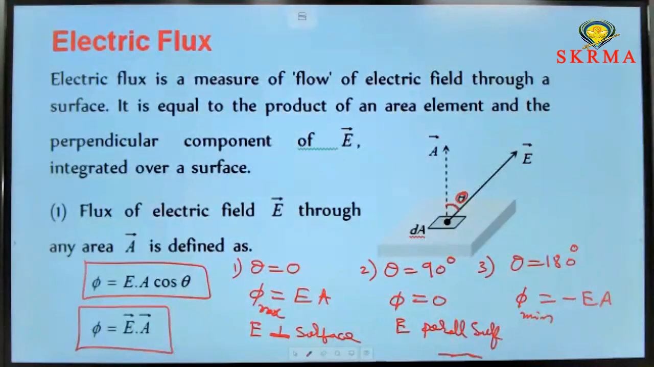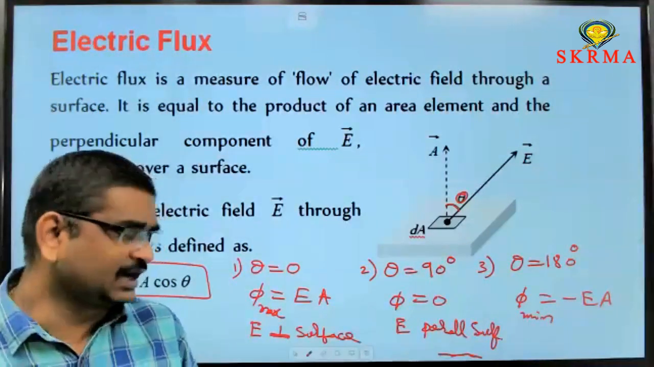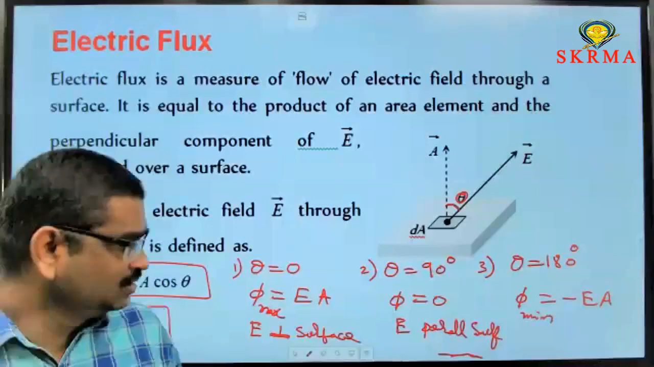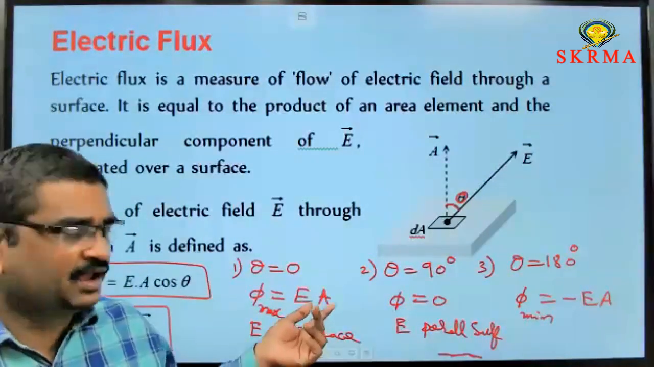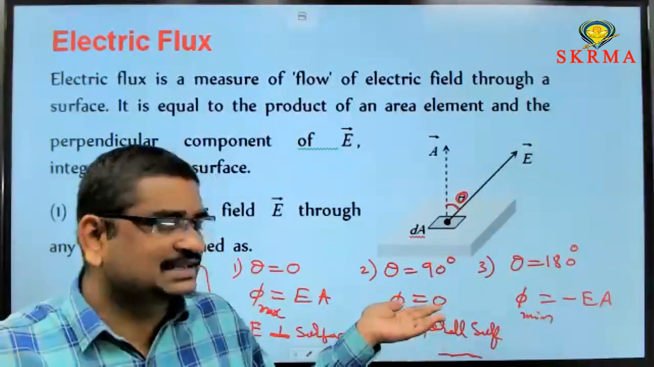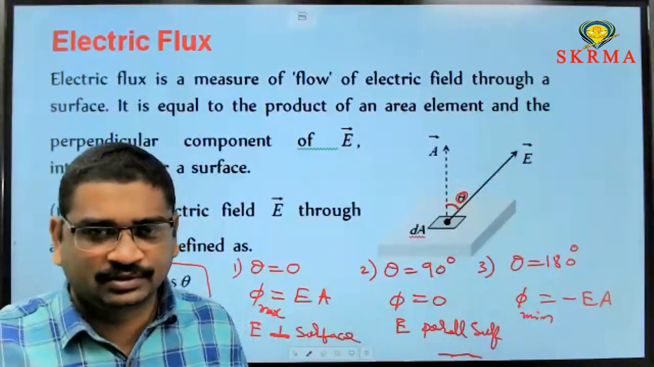Parallel to surface. So we can conclude like that. Sometimes they will give that the electric field is perpendicular to the surface. Now what is the electric flux? So how much is the value? EA. So if the electric field is parallel to the surface, then what is the electric flux? Phi equal to 0. So remember this one.